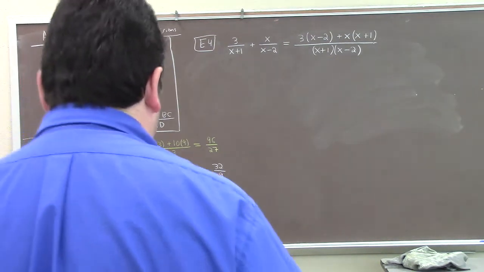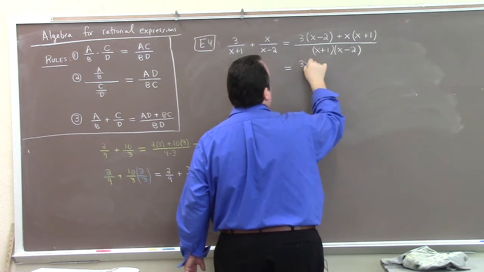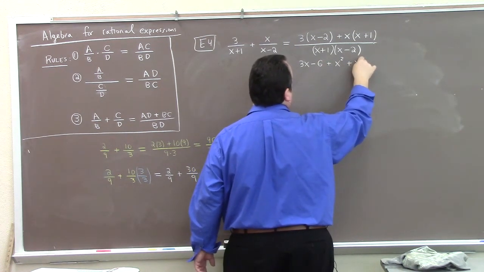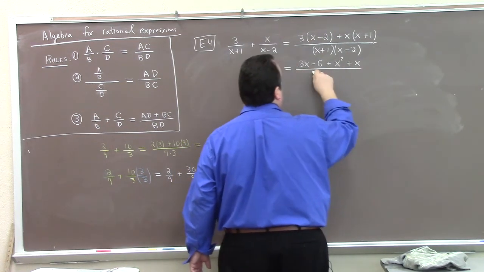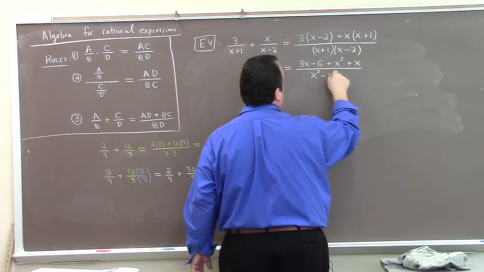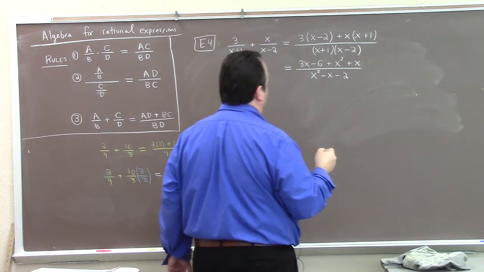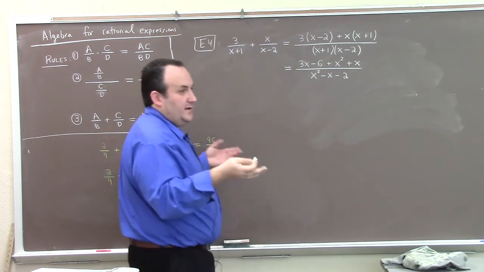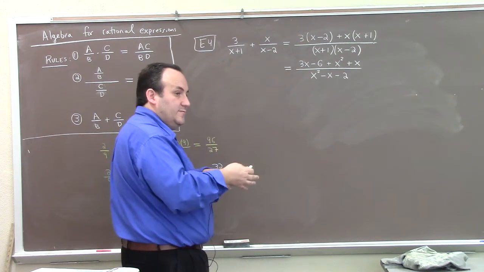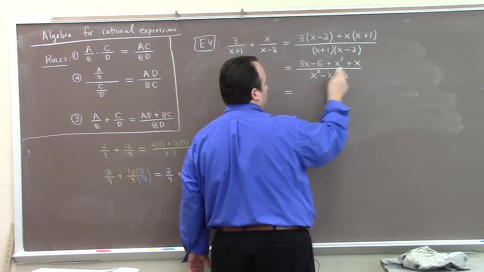And we can clean this up a little bit. This is 3x minus 6 plus x squared plus x, using all that polynomial multiplication we learned back in chapter 4, right? And the denominator, you could multiply it out, x squared minus x minus 2. A lot of times, actually, it is better to have them factored. But we could multiply it out if we wanted. But notice we can collect terms.